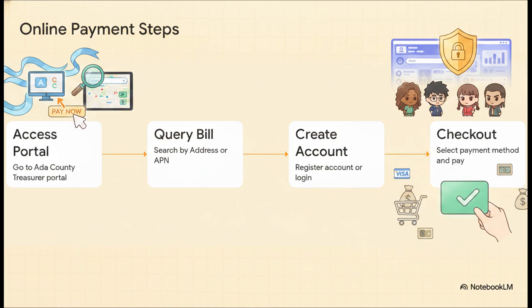Step 2. You're going to search the database for your specific bill, using either your physical address or your parcel number. Step 3, and listen, while you can check out as a guest, I highly recommend creating a registered account so you can set up a dashboard and track your history. And finally, Step 4, select your payment method and complete the checkout.